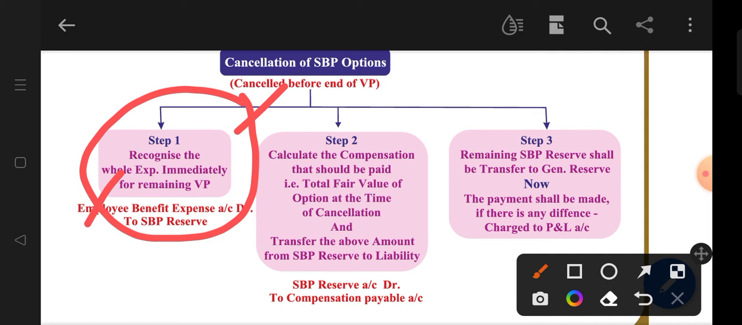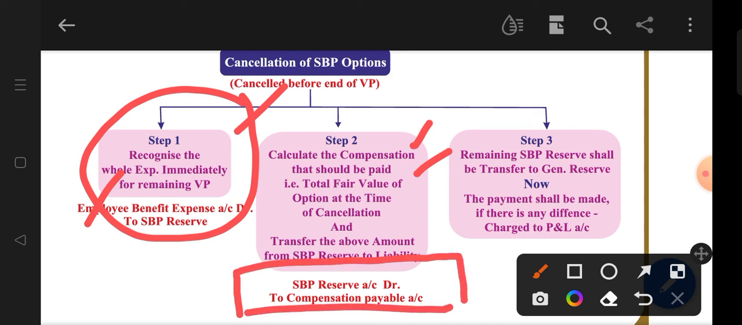So what will that entry be? Employee benefit expenses to the share based payment reserve. In the share based payment reserve we have to book all the expenses and then calculate the compensation that should be paid to the employees. Because of cancellation, they will pay some amount to the employees. Any amount they pay now should be debited to the share based payments reserve. We take from the share based payments reserve to the compensation payable.